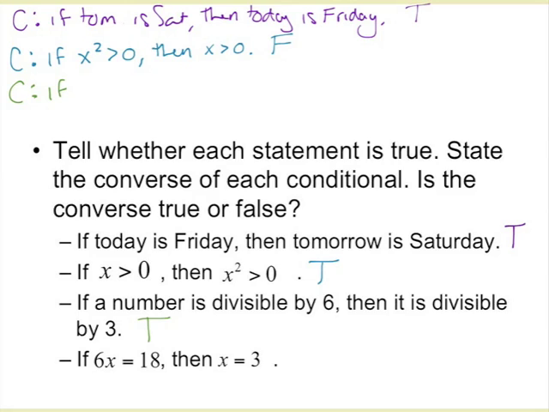But grammatically, it'd probably be best to say if a number is divisible by 3, then it is divisible by 6. Kind of leave the noun and the pronoun where they belong. But if you switched it, that's fine. So if you just said if it is divisible by 3, then a number is divisible by 6, I would not mark you off for that.